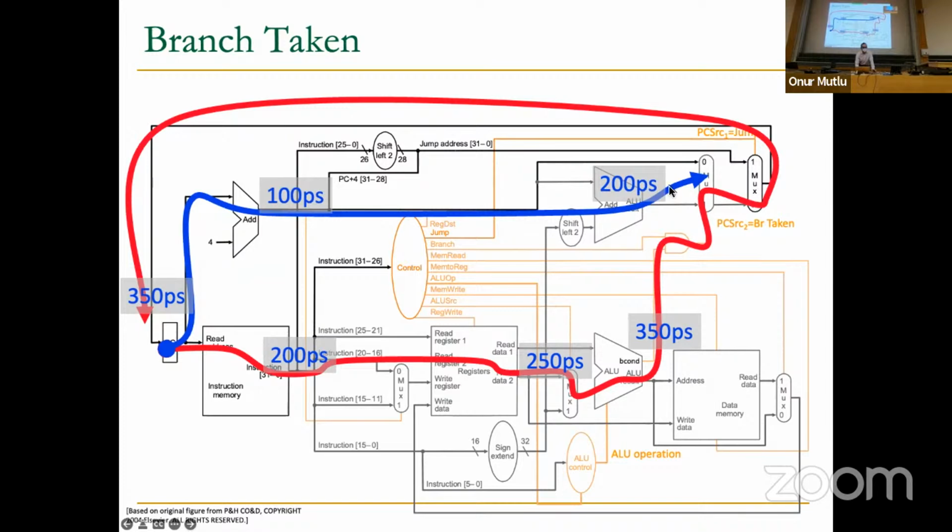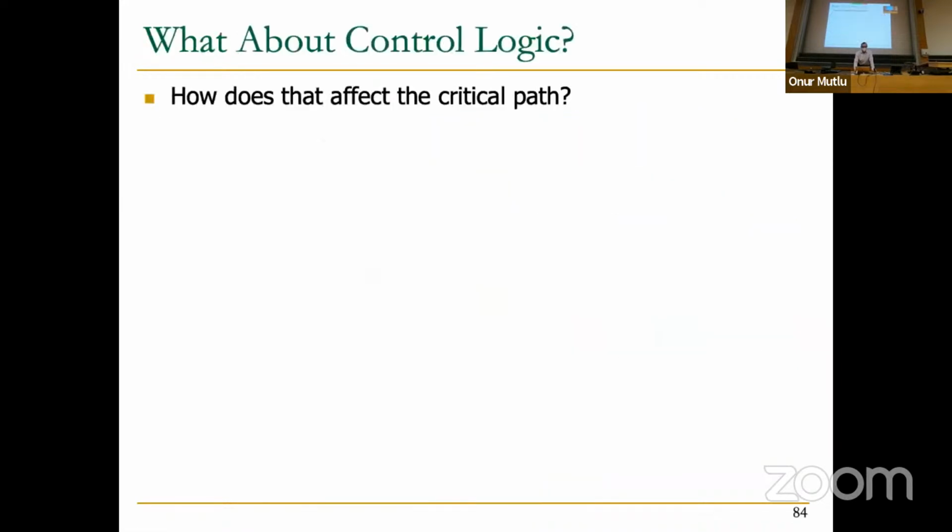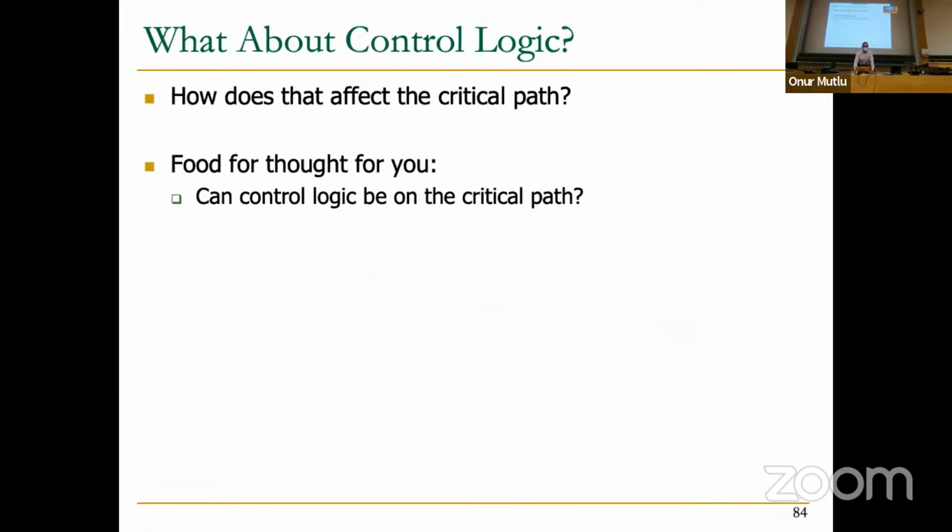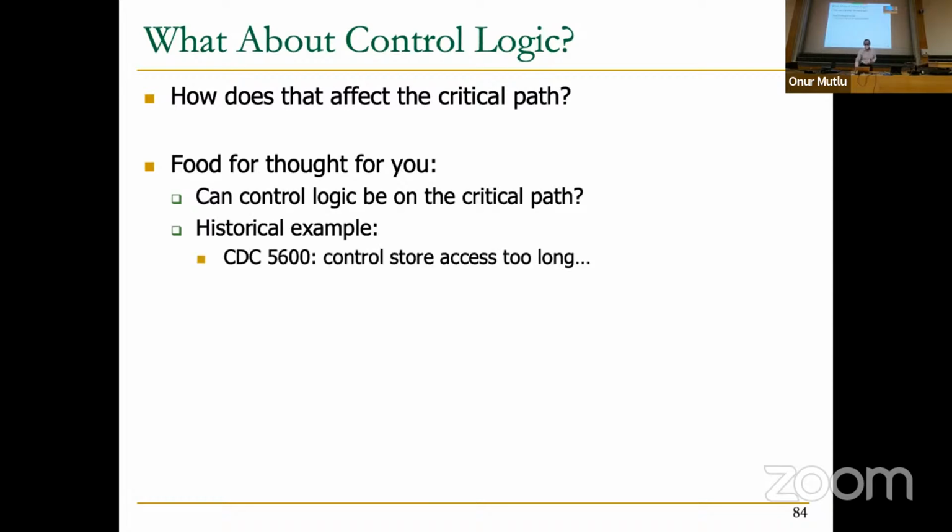This blue part is not on the critical path, but the select control signal is on the critical path of branch taken. It's not on the critical path of the general single cycle machine, because branch taken is still too short compared to load word. So basically, control logic sometimes can be on the critical path of the machine also, if it takes too long to generate the control signals. And in the past, there have been machines where control store accesses took too long. As a result, they were on the critical path.